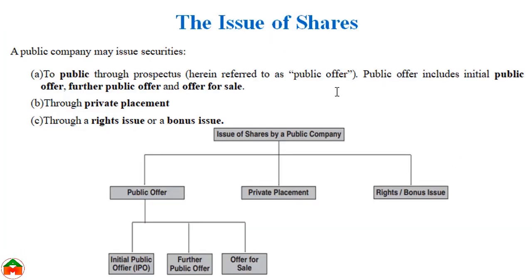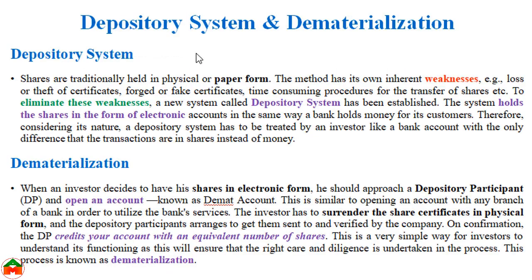A company can issue shares to the public, or by private placement, or in the form of rights issue or bonus issue. Whenever you are issuing shares to the public, there are three types of form. One is initial public offering, the second is further public offering, and the third category is offer for sale. Here we can see there are two terminologies on the issue of share: depository system and dematerialization.